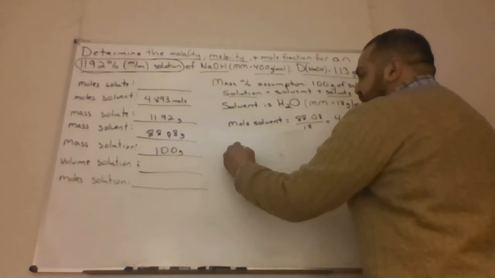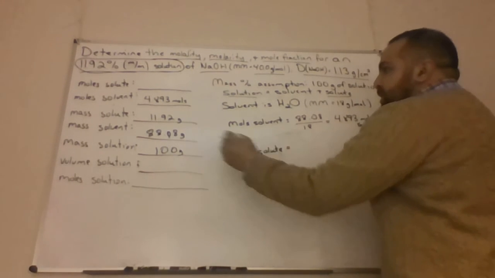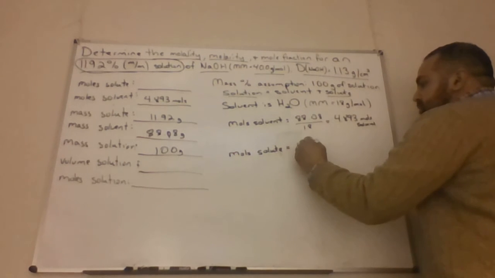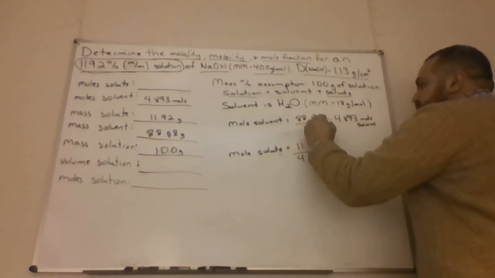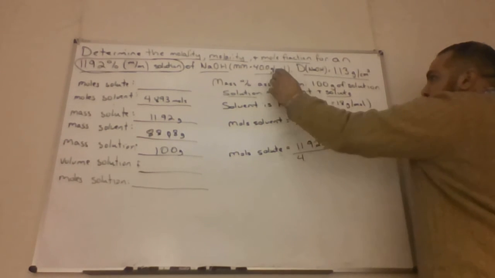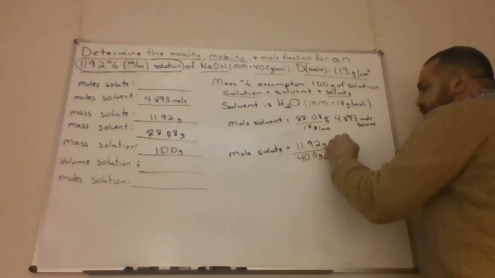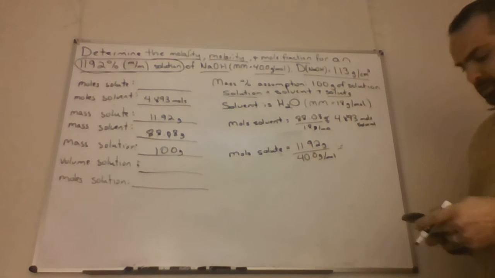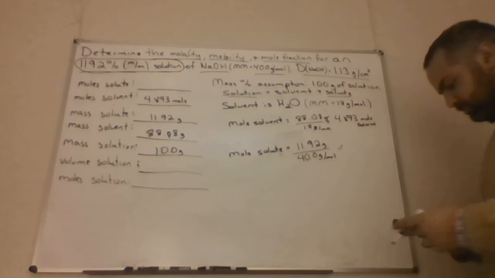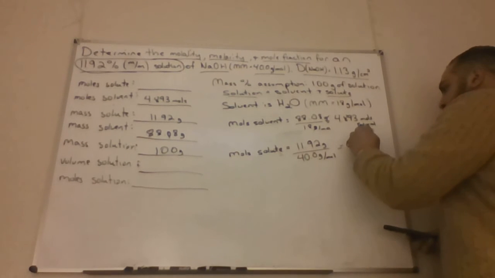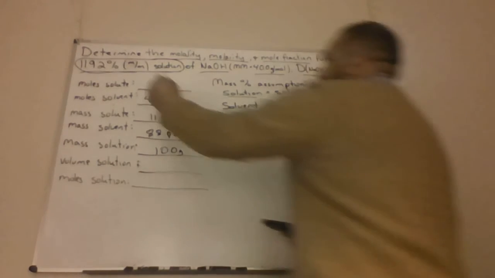Now to find the moles of solute, we take the mass of solute, which is 11.92 grams, and divide it by the molar mass, which is given to us, it's 40 grams per mole. And this will give us the moles of solute. So we get 0.298 moles. So that goes here.